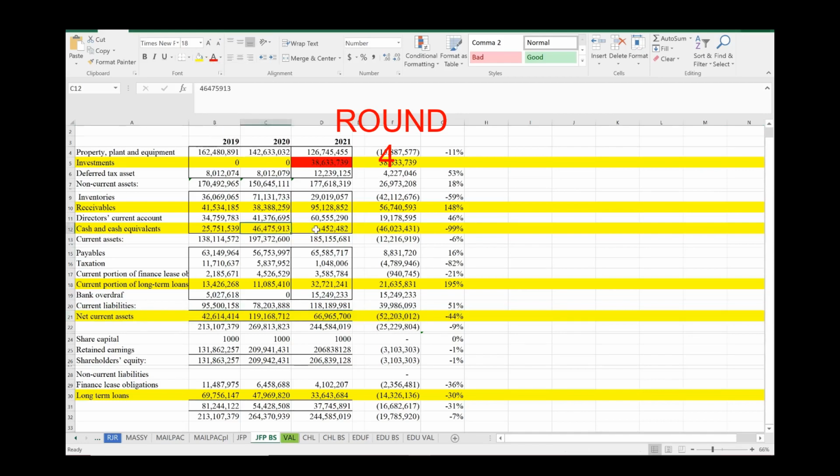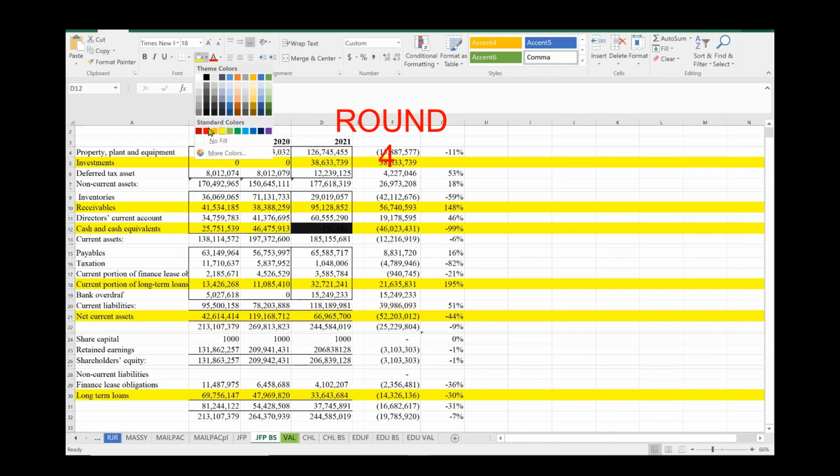Let me put that in a color where you can see it. Now, put it in our red color. So here goes, cash balance in red. Look at the red cell. So the cash balance was $452,000, the lowest cash balance it has ever been since the company started out.